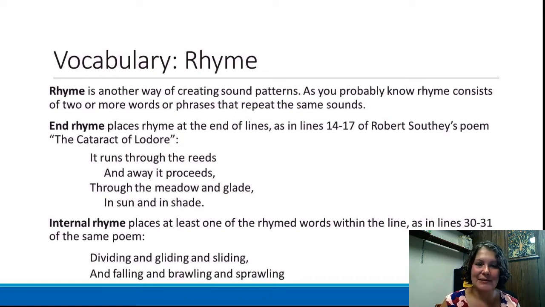In these four lines, the first two rhyme. We have reeds and proceeds, and then the second two rhyme. We have glade and shade.